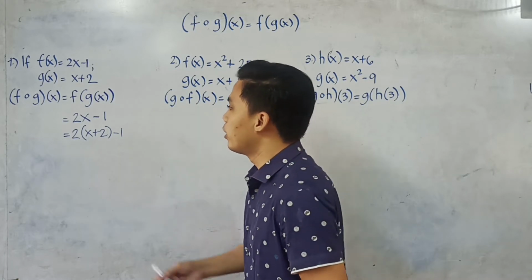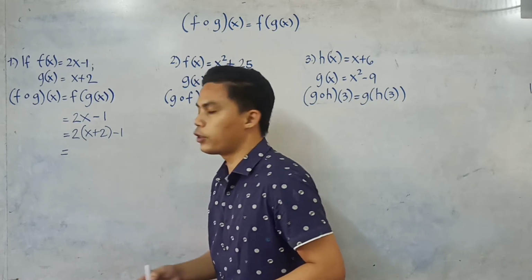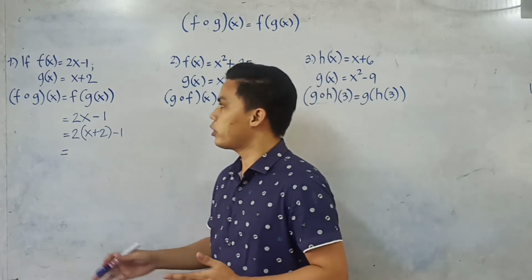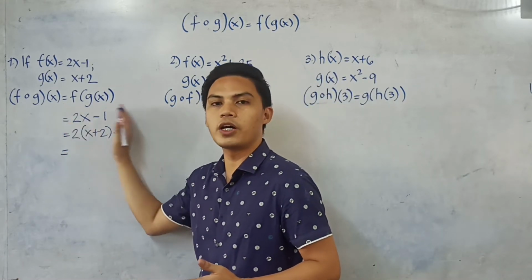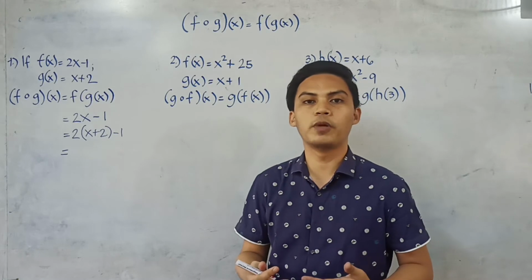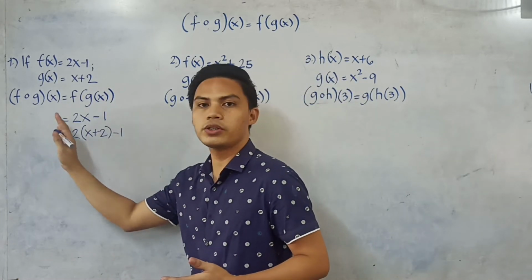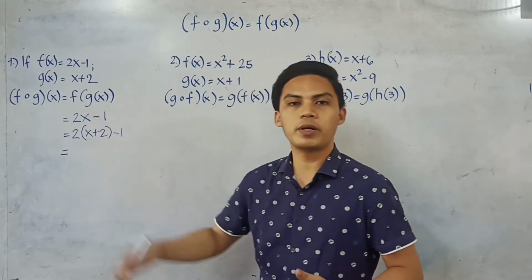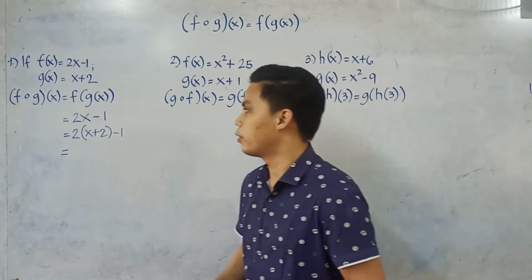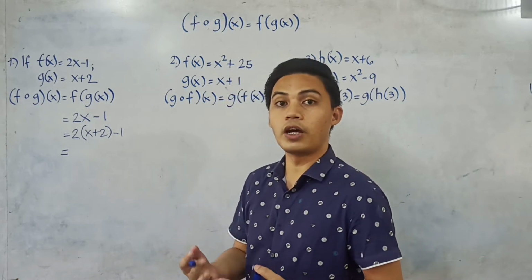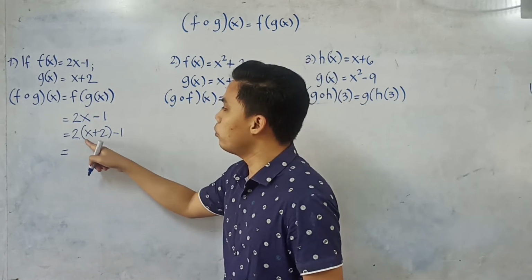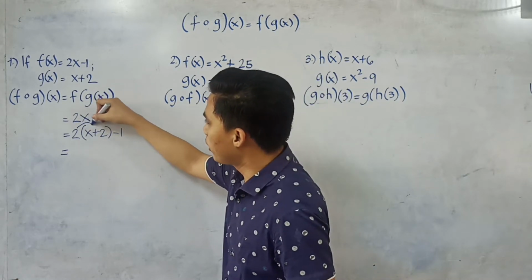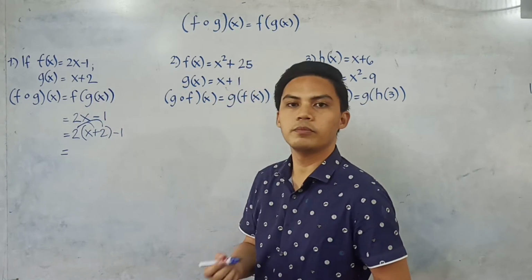Okay. Now, after that, after substituting, all we need to do is to simplify the expression. So make sure na nasa right side lang tayo ng function na perform ng operation. Okay? Wala tayong transposition na mangyayari, hindi tayo mag-solve or maglilipat ng mga terms sa left side ng function. Okay, kasi nga ito ay function. So we have 2 times x plus 2 or 2 times the quantity of x plus 2. So distribute lang natin si 2 sa loob ng parentheses natin.